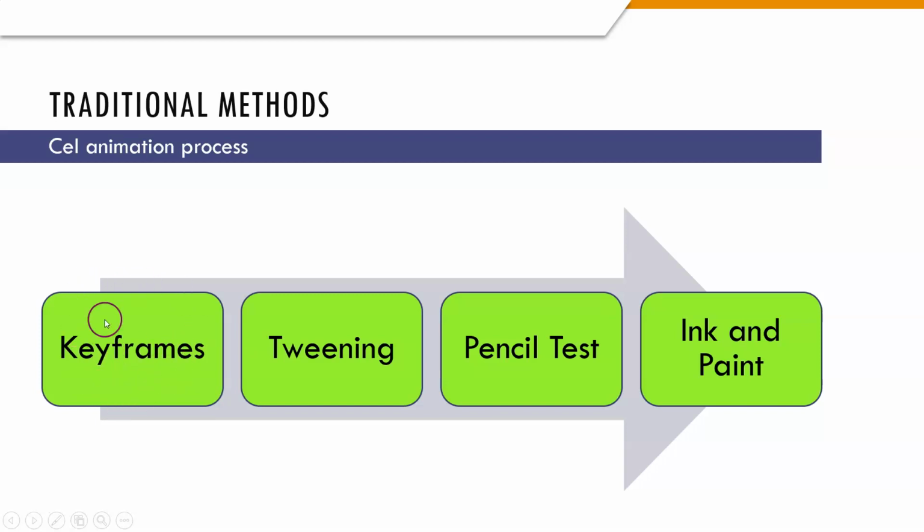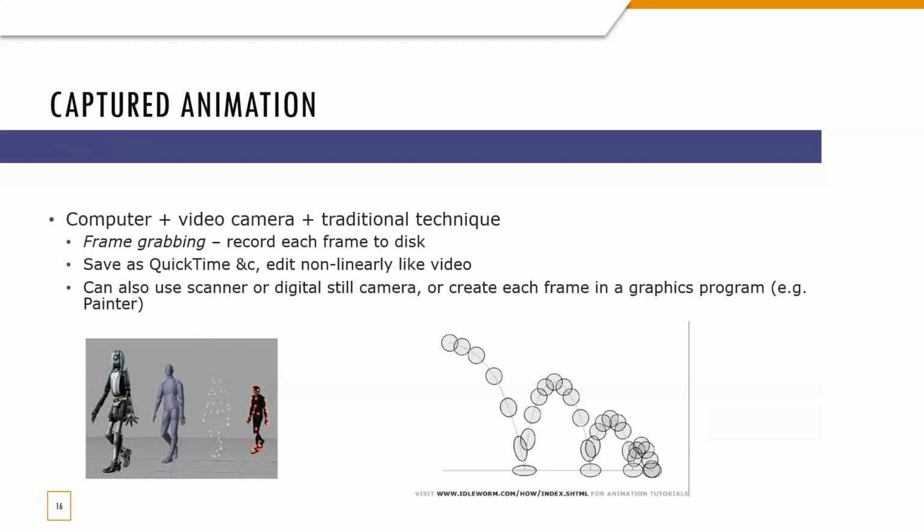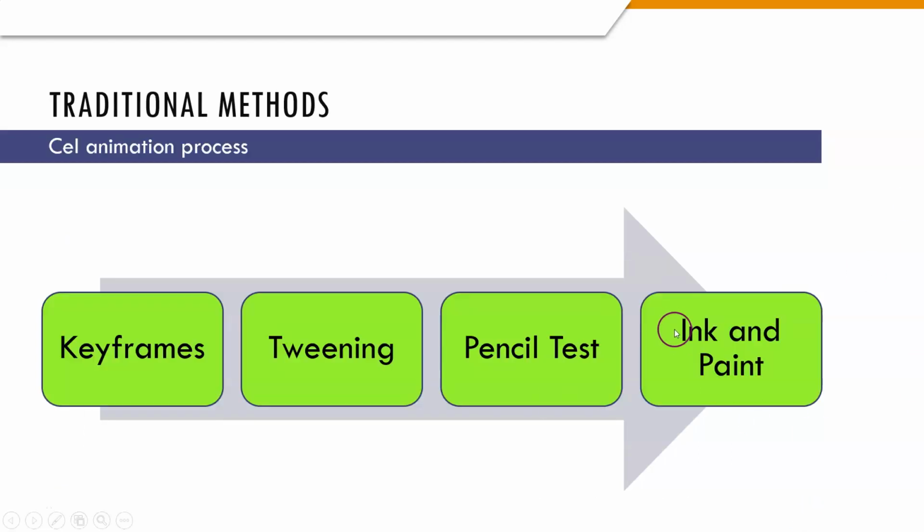From the keyframes, you draw the characters, you draw the animation using the cell. After that, you have the tweening. You draw the action between the keyframes, the start and the end of the animation. And then the pencil test. You imagine that when you have a video, you just play it to see how it moves. After that you have the ink and paint. You give the colors to your drawing.